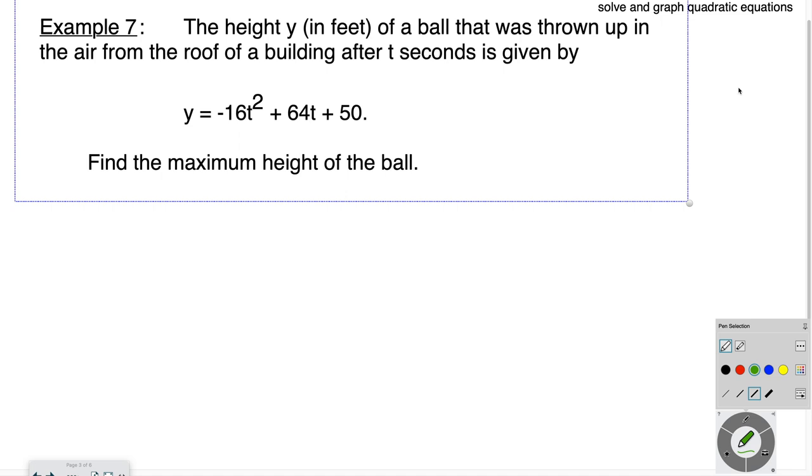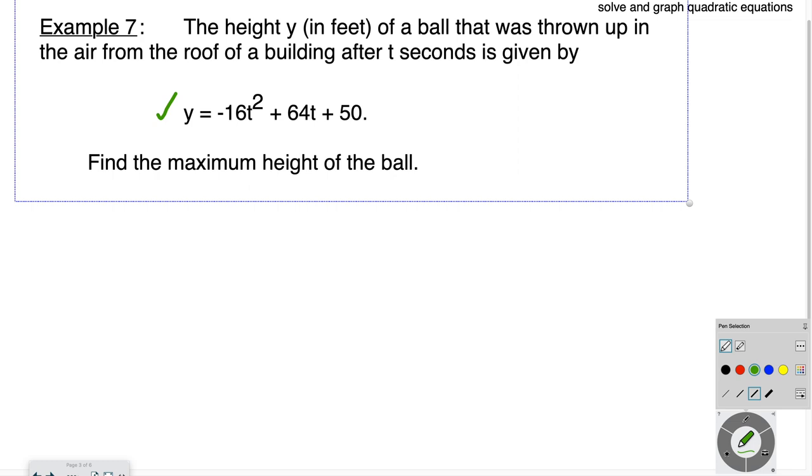If the height y in feet of a ball thrown up in the air from the roof of a building after t seconds is given by this equation here. This scenario is different from the last one, where we just dropped an object. We didn't throw it. But the relationship in both cases is time in seconds the object is in the air versus the height of the object from the ground.